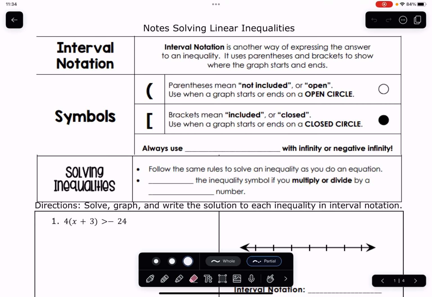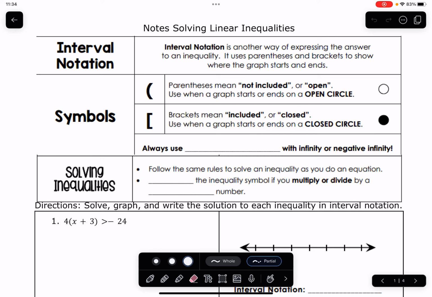Hello class and welcome. In this lesson, solving linear inequalities, you will learn to solve a linear inequality with one variable. Now before we go into this, let's talk about the interval notation. Recall what an interval notation is, because we're going to write our answers in interval notation. Now, it's another way of expressing the answer to an inequality.